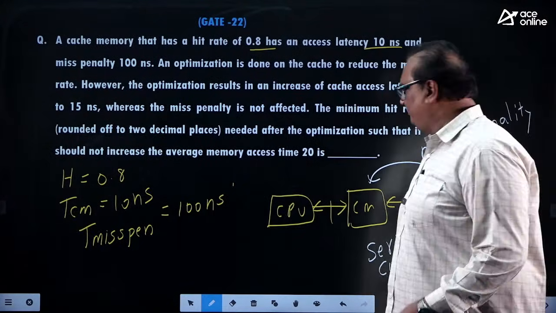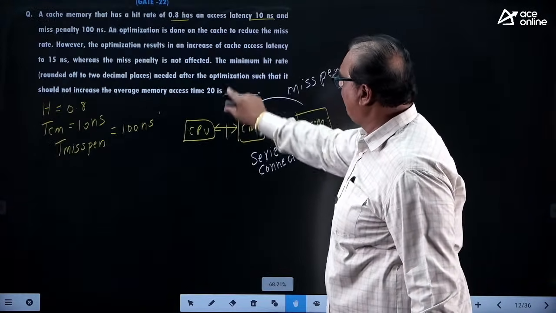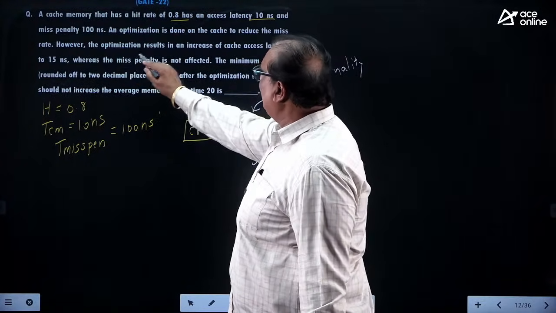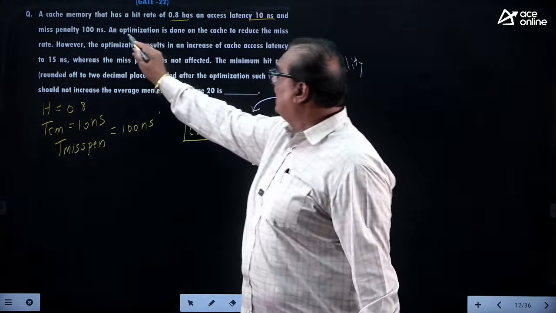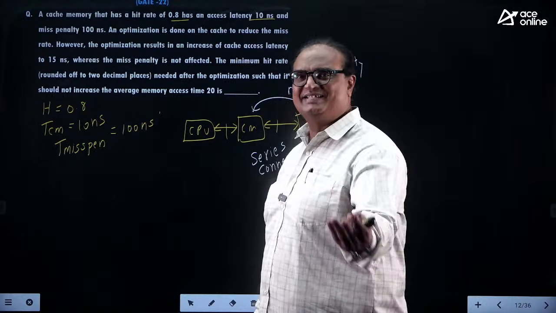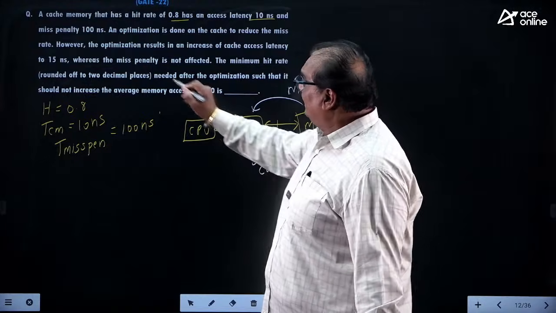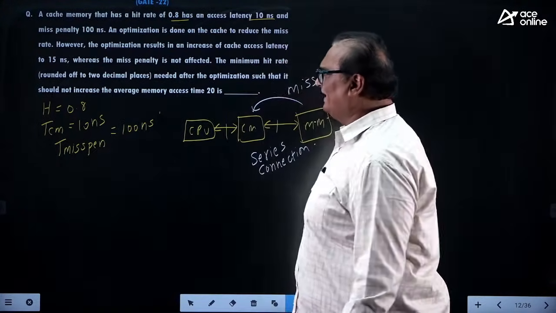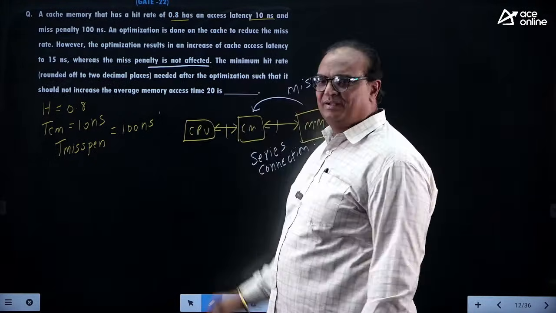Okay, at the same time, look here. In this, what he provided: however, the optimization results in an increase of cache access latency to 50 nanosecond. It means an optimization is done on the cache to reduce the miss rate, and reducing the miss rate means increasing the hit rate. The optimization results in an increase of cache access latency, whereas the miss penalty is not affected, meaning there is no change in the main memory access time.